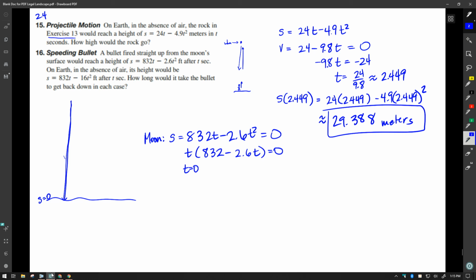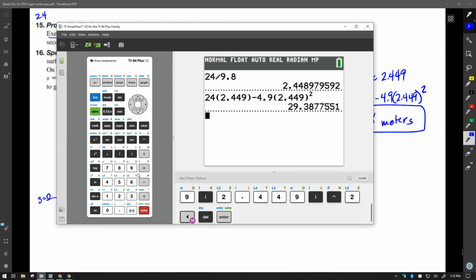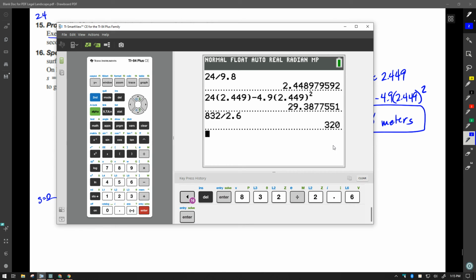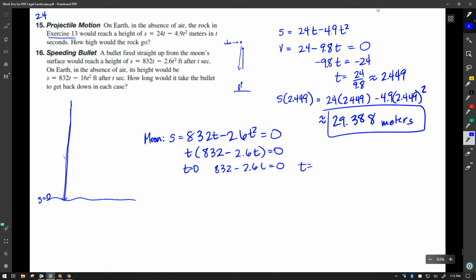What about this one? We want to solve 832 minus 2.6t equals 0. So that's going to be 832 divided by 2.6. Let's go to the calculator. 832 divided by 2.6 gives us a time of about 320 seconds. So t equals 320 seconds. And that's how long it takes for the bullet to get back to the ground on the moon.